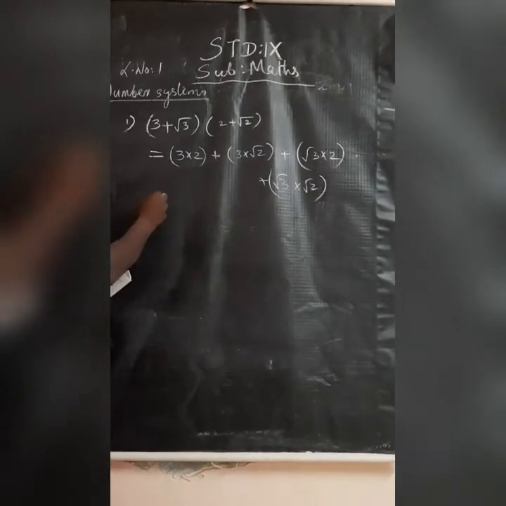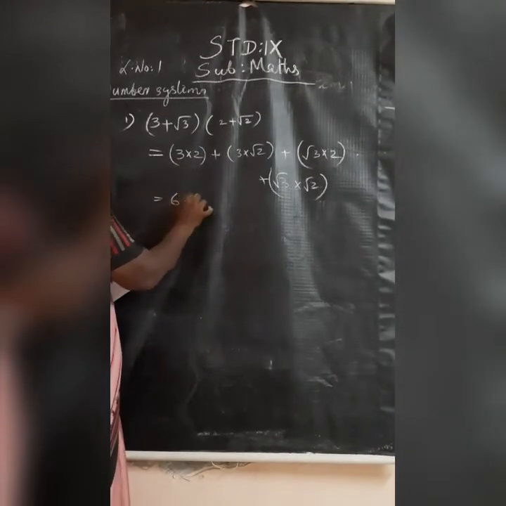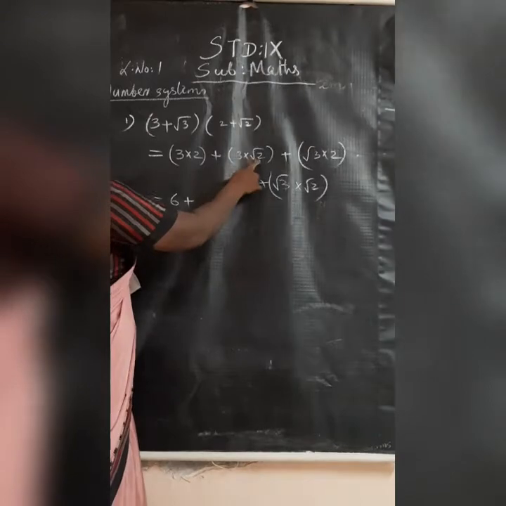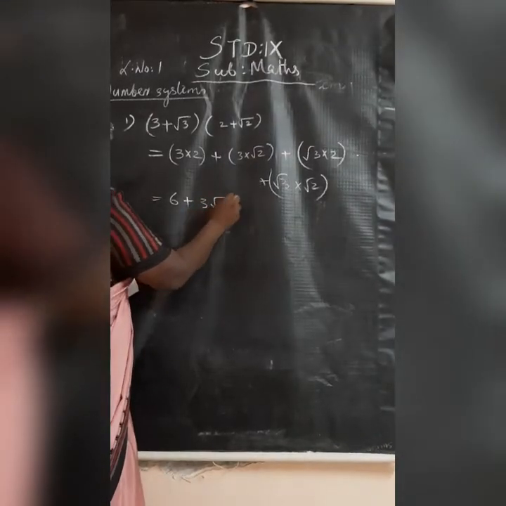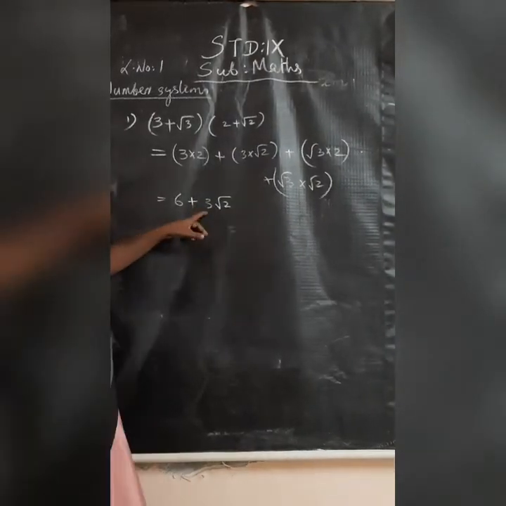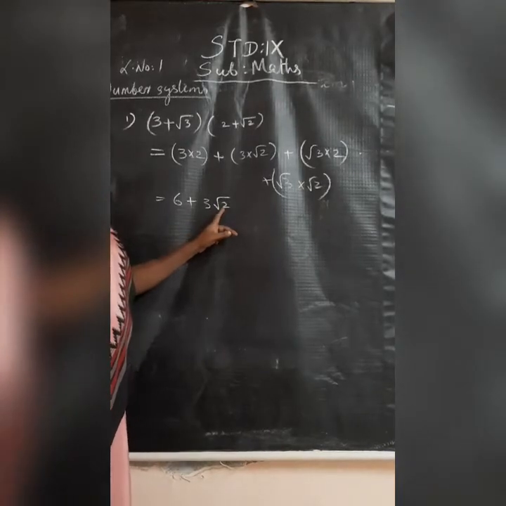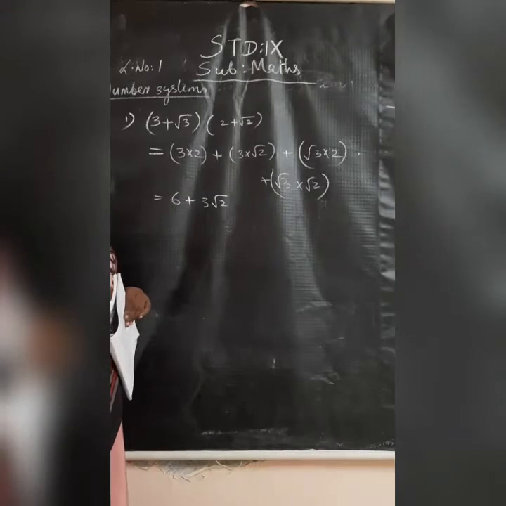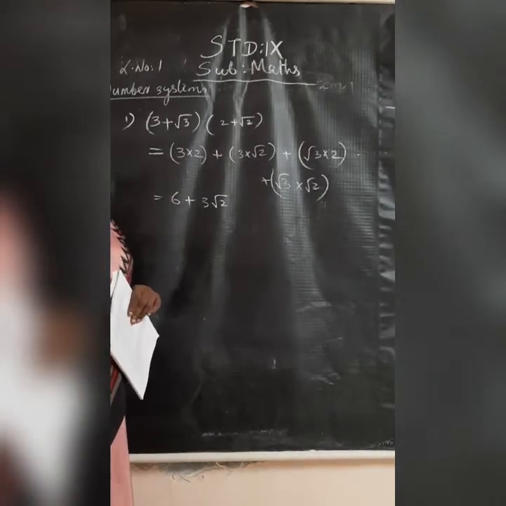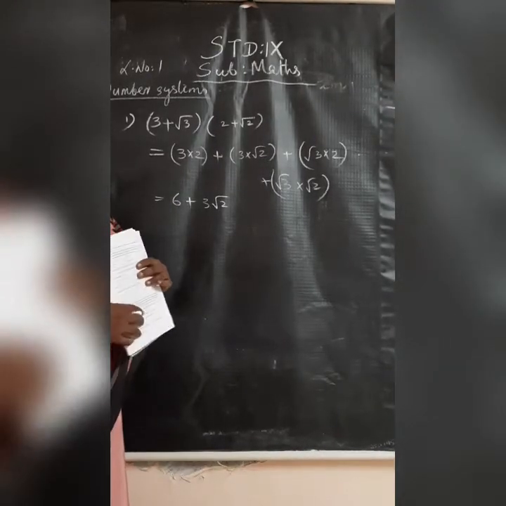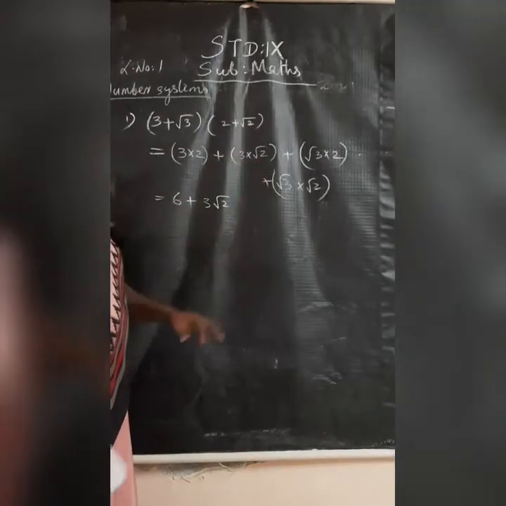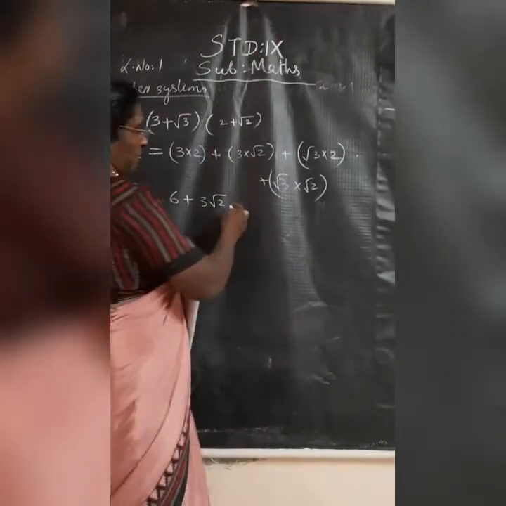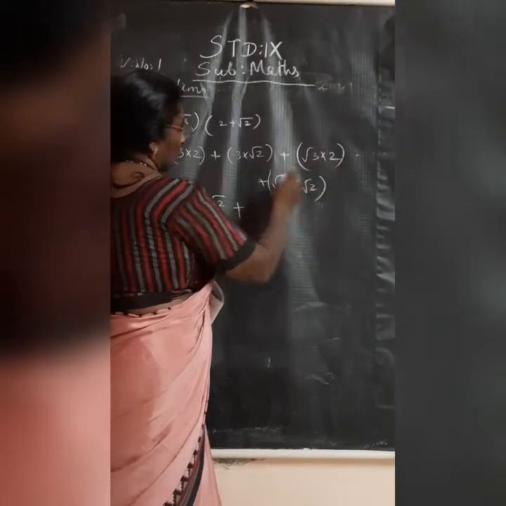3 into 2, how much is coming? 6. Here 3 and √2, so 3√2. We can't multiply a rational number with an irrational number. Rational with rational can multiply, irrational with irrational can also multiply, but irrational and rational is not possible to multiply. Keep it the same. So 2√3.